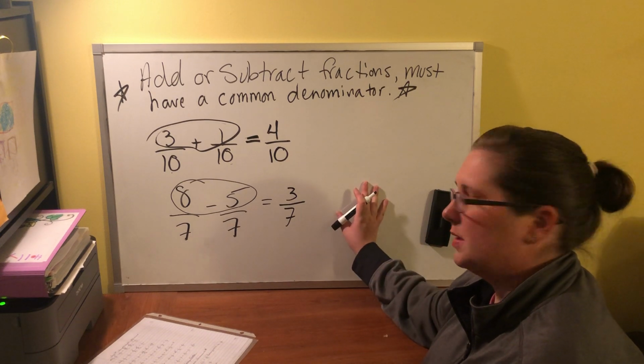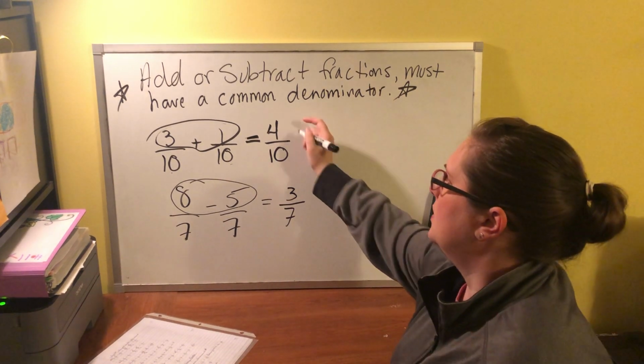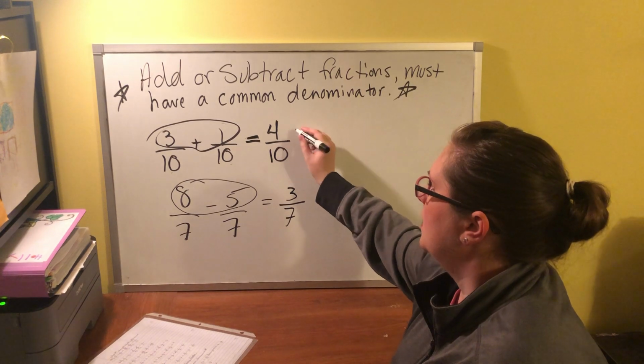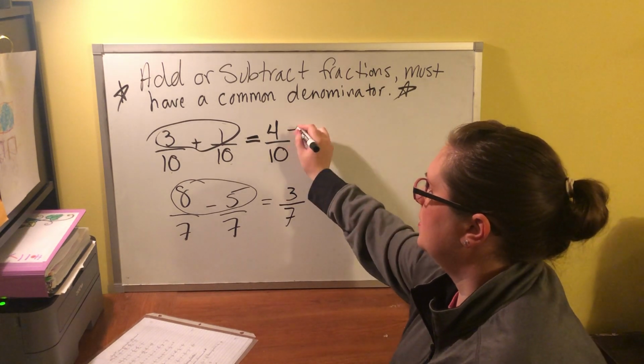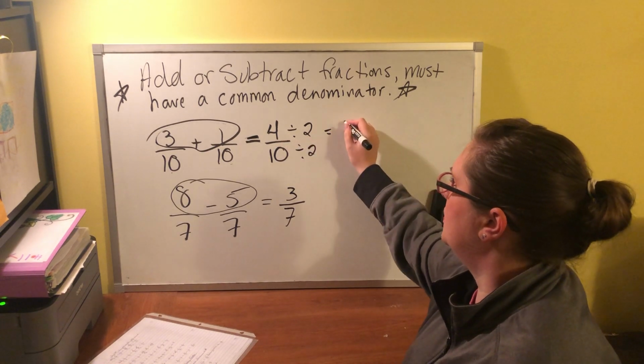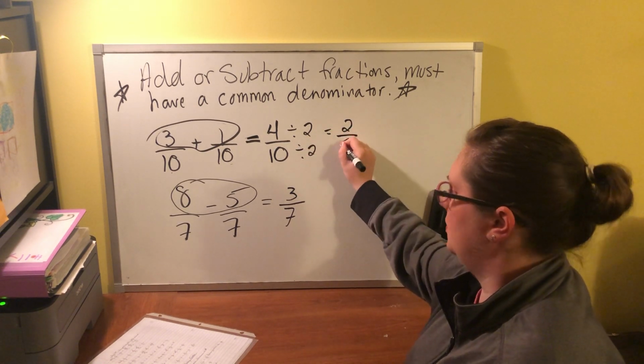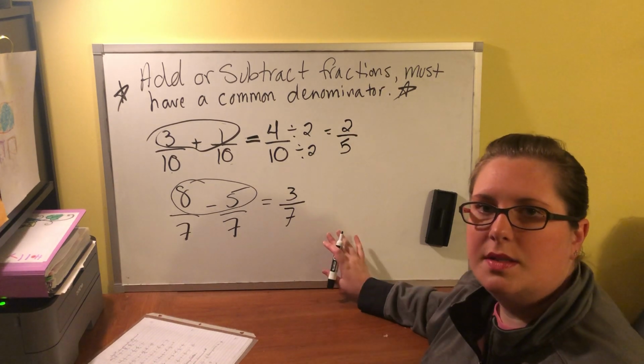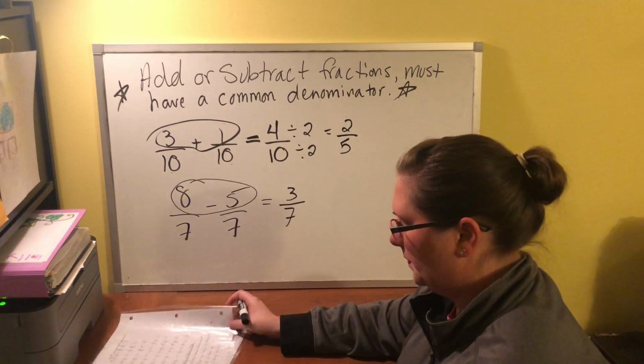Always reduce if possible, right? We didn't reduce up here. So let's go ahead and reduce 4/10. What goes into 4 and 10? 2. So you divide both by 2. 4 divided by 2 is 2, 10 divided by 2 is 5, right? So we always reduce if possible.